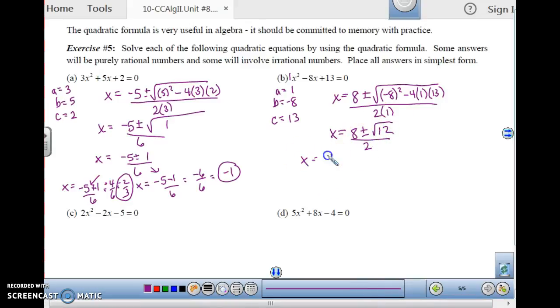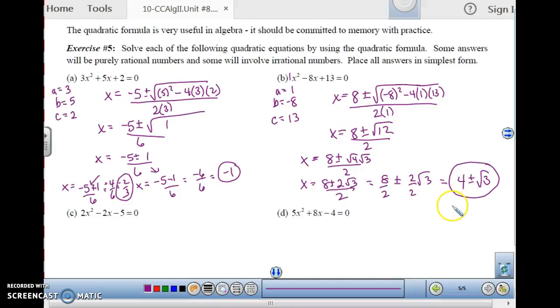All right, so I need to simplify the square root of 12. What perfect square goes into 12? It would be 4. So it's 4 times 3 is 12. So x is equal to 8 plus or minus 2 radical 3 over 2. Now this 2 will divide both terms. So 8 over 2 is 4 plus or minus 2 over 2 radical 3. 2 over 2 will reduce to 1, so this is 4 plus or minus radical 3. So remember again, there's two answers. x equals 4 plus radical 3 and x equals 4 minus radical 3.